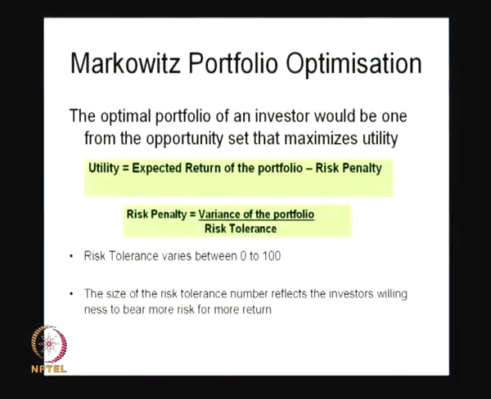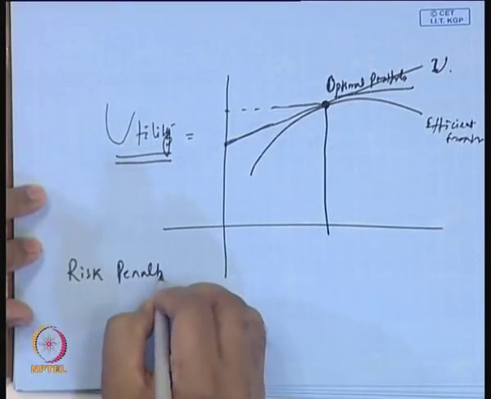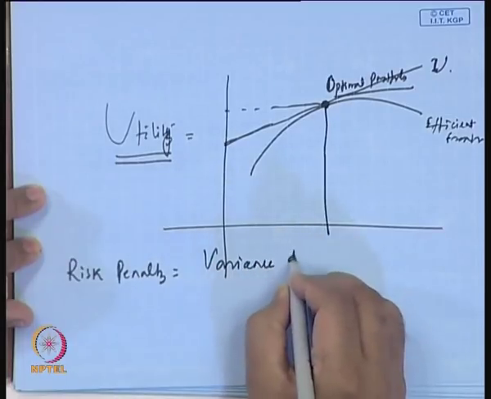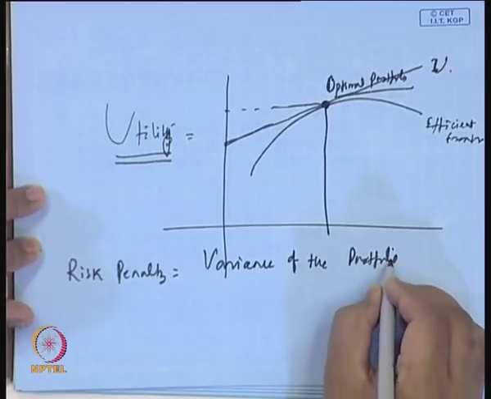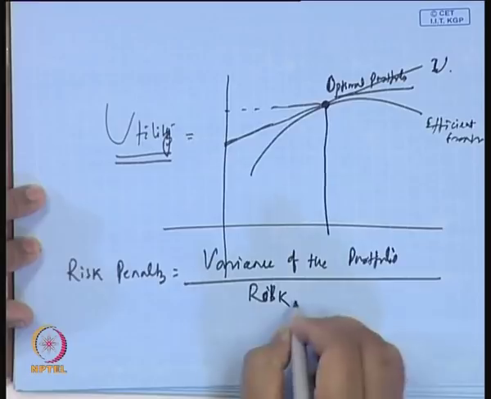How can we measure this risk penalty? He said that the risk penalty is nothing but the variance of the portfolio divided by the risk tolerance.